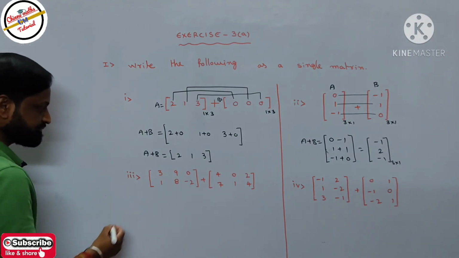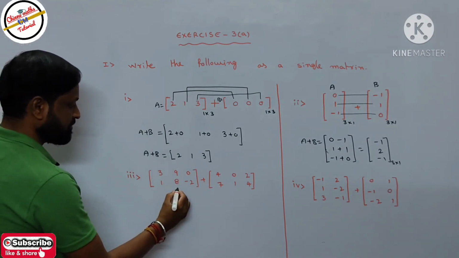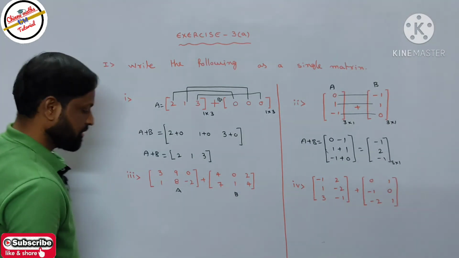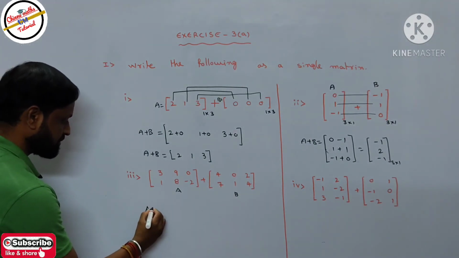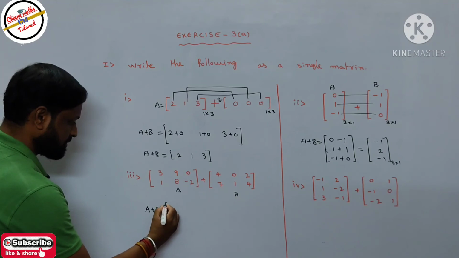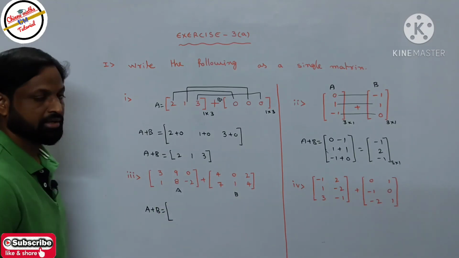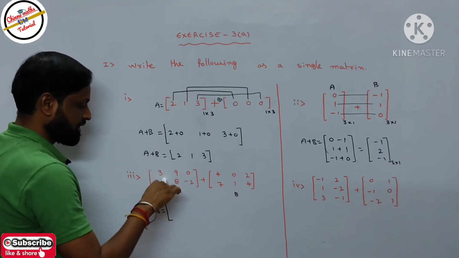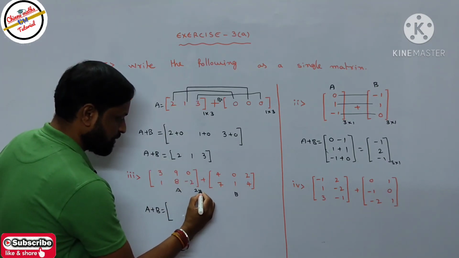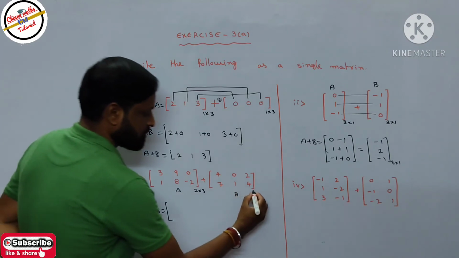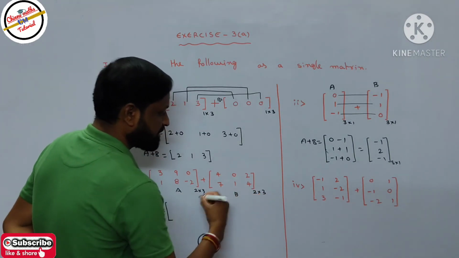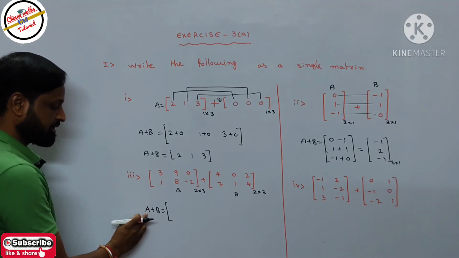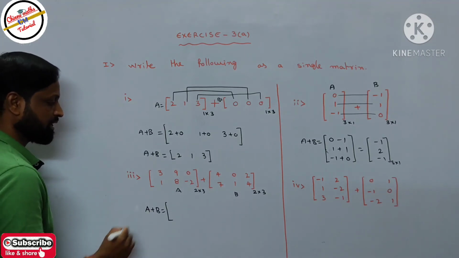Next, the third one. I take matrix A and matrix B. If you are adding A plus B, first you have to check whether the order is the same or not. How many rows are there? 2 rows and 3 columns, so it is a 2 by 3 matrix. The other is also a 2 by 3 matrix. The order is the same.